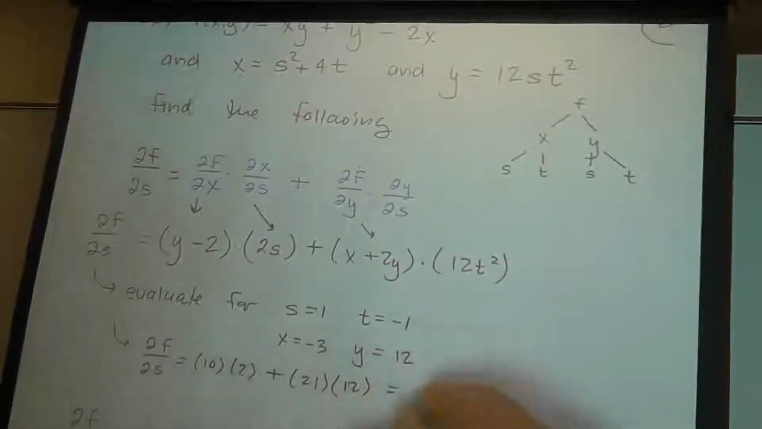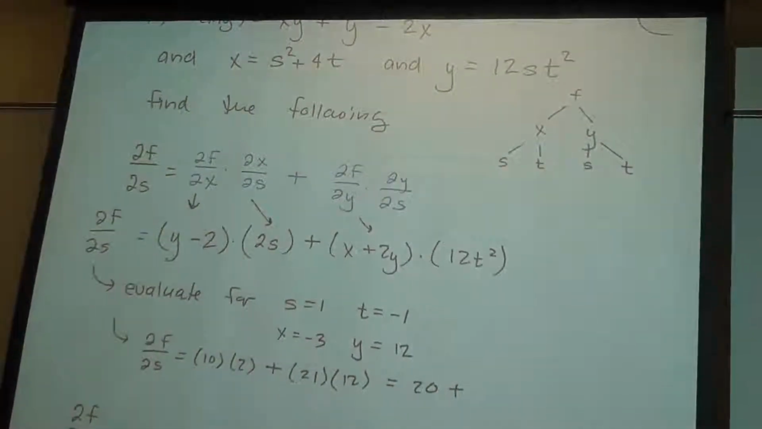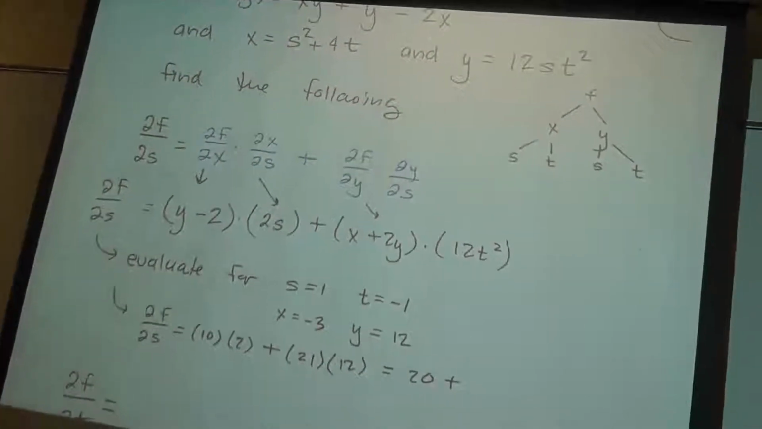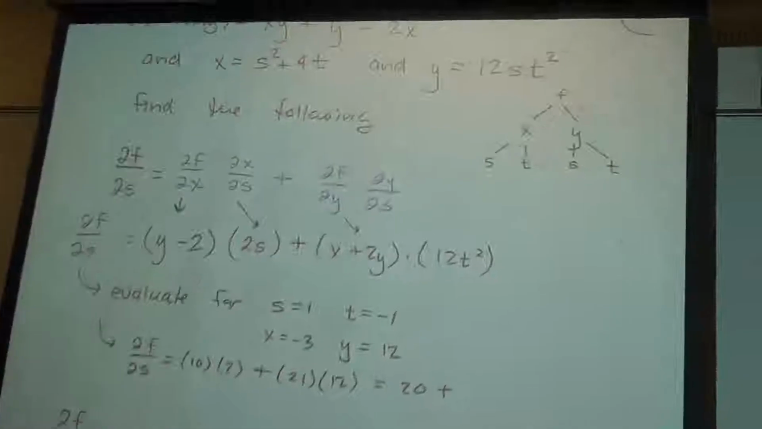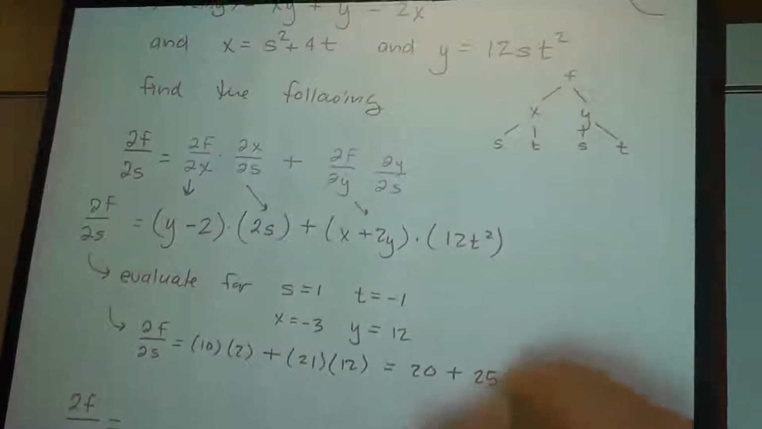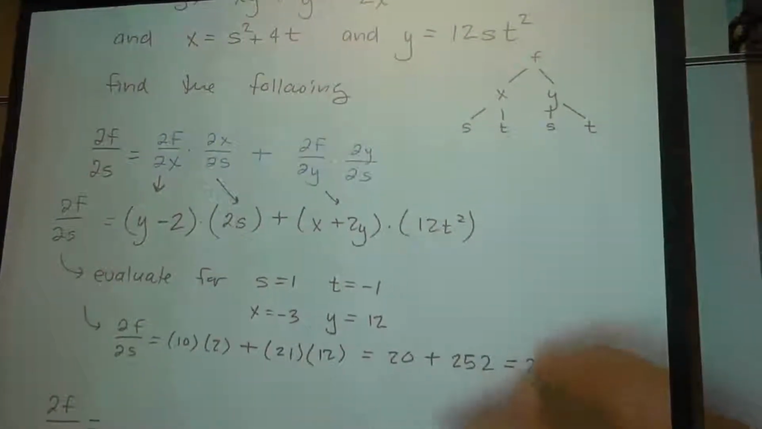So you're crunching out 20 plus whatever 12 times 21 is. I'm not a human calculator. 10 plus 42, 252. 252. Yes, you are a human calculator. Plus 20. I guess you can handle those 26 hours you're taking. Absolutely. Yeah.